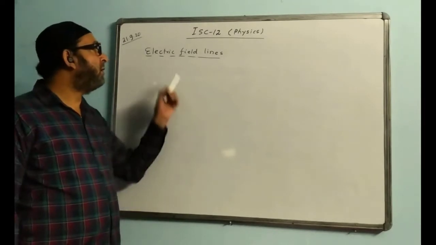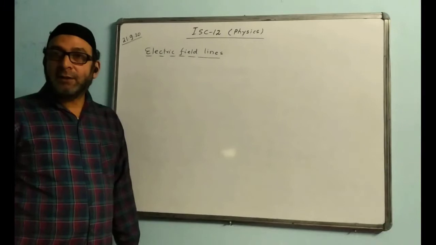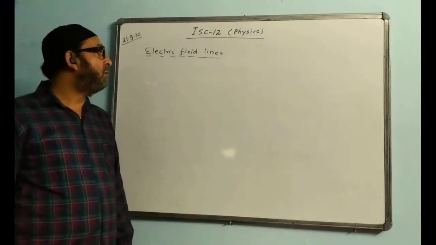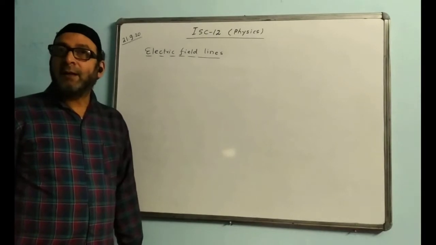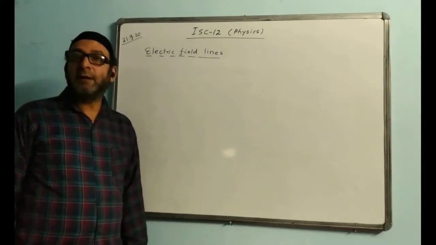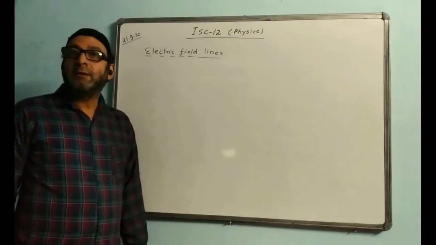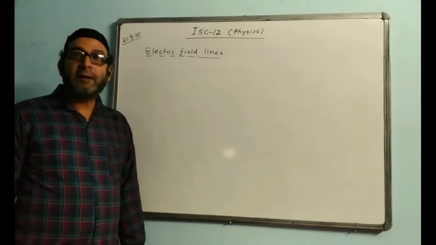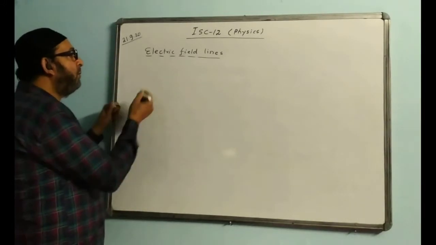Or we can say they are continuous imaginary lines. You can write down also. They are continuous imaginary lines directed away from the positive charge and directed towards the negative charge. So what are the properties of electric field lines? Electric field lines have some important properties.